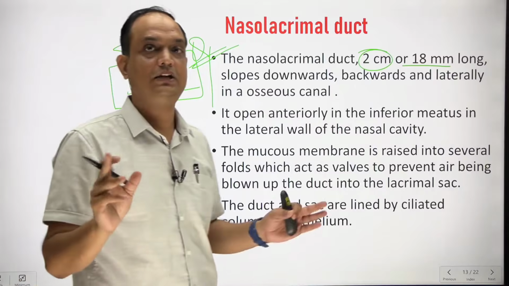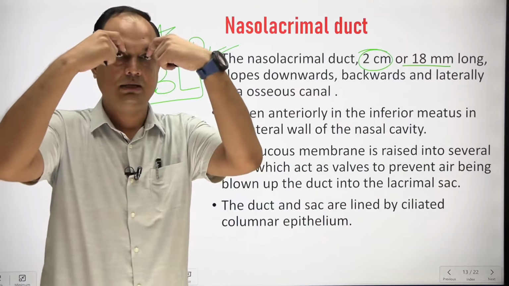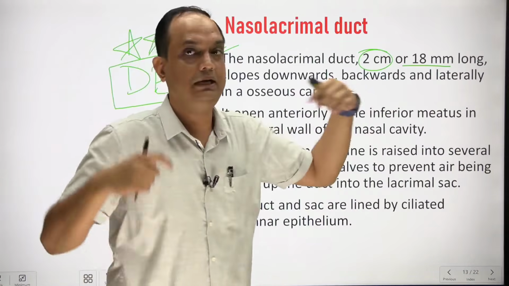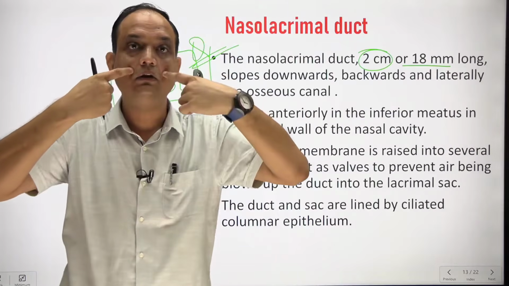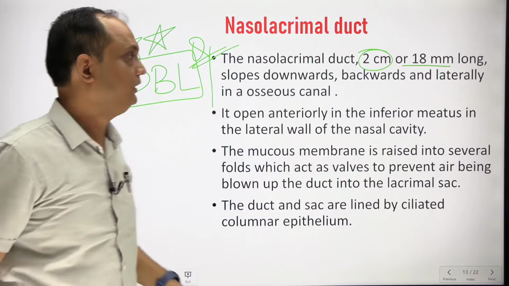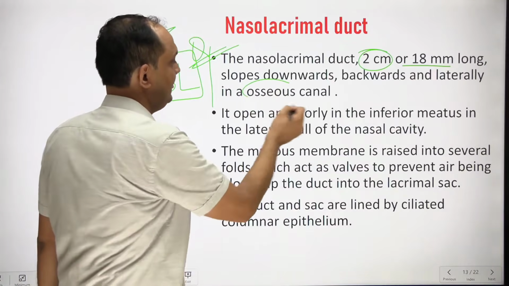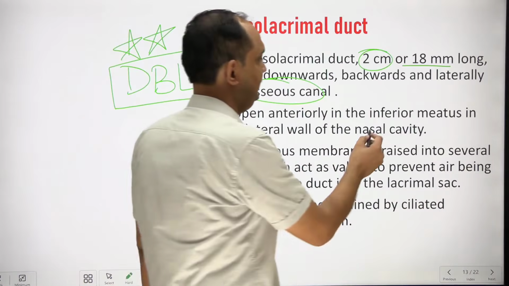What is the direction of the nasolacrimal duct? No doubt it will go downward, but not only downward, it will go backward and laterally. It is not coming forward, it is going backward, and it runs along the lateral wall, that's why it is lateral. So what is the direction? Downward, backward and laterally in a bony canal, and it opens anteriorly in the inferior meatus.